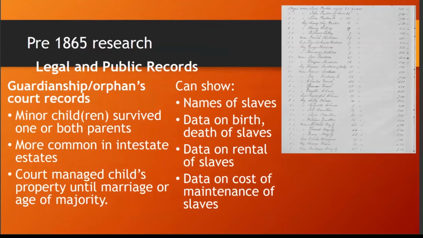Another type of legal and public record is guardianship or orphans court records. These are related to probate records because they usually involve appointing a guardian to care for a minor child and his or her property because the parent or parents died without appointing a guardian in their will. That's why you typically see these in an intestate estate where there was no will. The guardian would care for the child and manage the child's property until the child married or reached the age of majority. These records can list slaves by name and give information about their births, deaths, their rental, and the cost of maintenance for them.